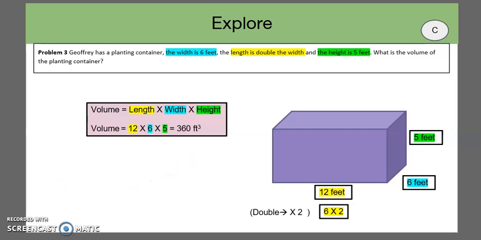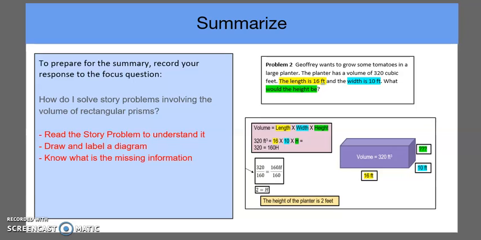Finally, we're going to go into our summarization. To summarize, how do I solve story problems involving the volume of rectangular prisms? First, read the story problem to understand it. Draw and label a diagram. Know what the missing information is. So here is an example. We have a problem and we have steps working through the problem to arrive at the missing height that's listed here. Hope this was helpful and have a great day.